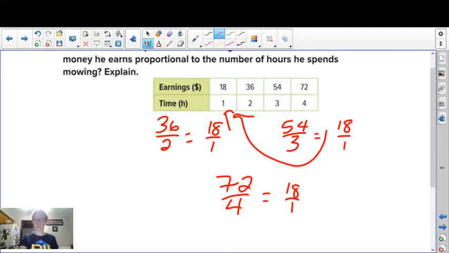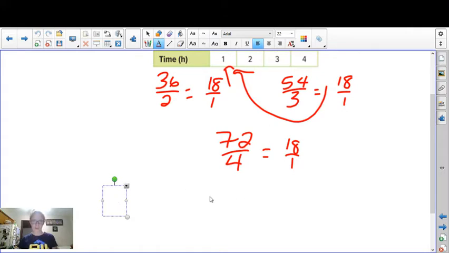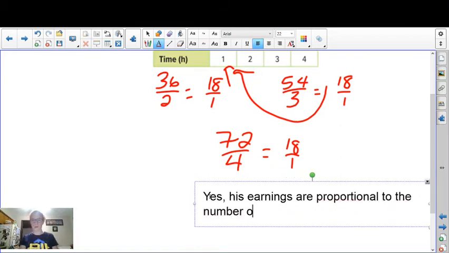I meant to write equal signs in between those. So because each ratio simplifies to the same value, I can state that, yes, his earnings are proportional to the number of hours he spends mowing.